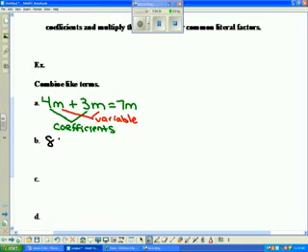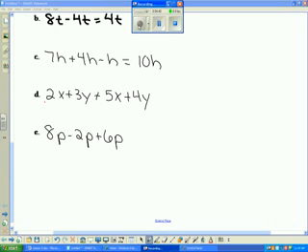Okay. 8t minus 4t? 4t. Excellent. Okay, so I want you to try C, D, and E. Okay, and then we'll come back together.